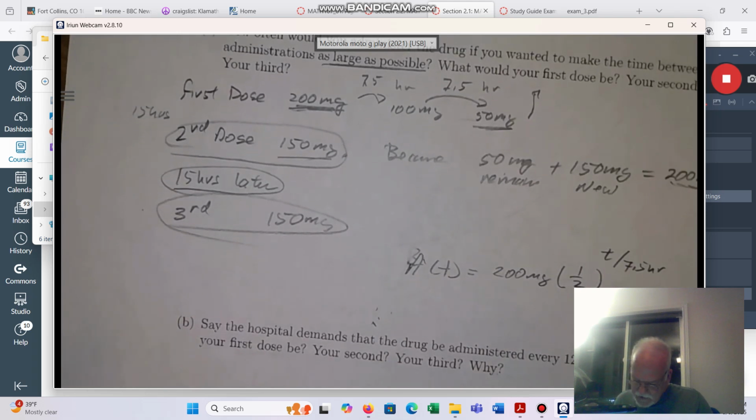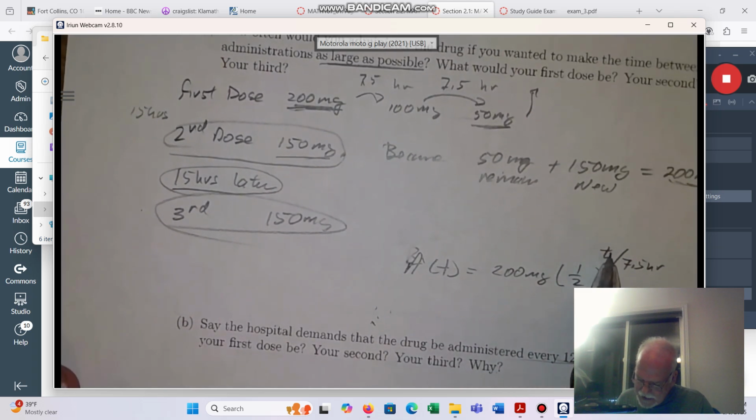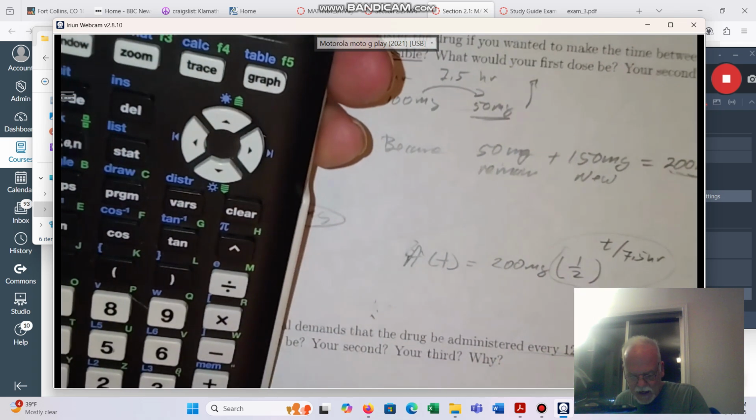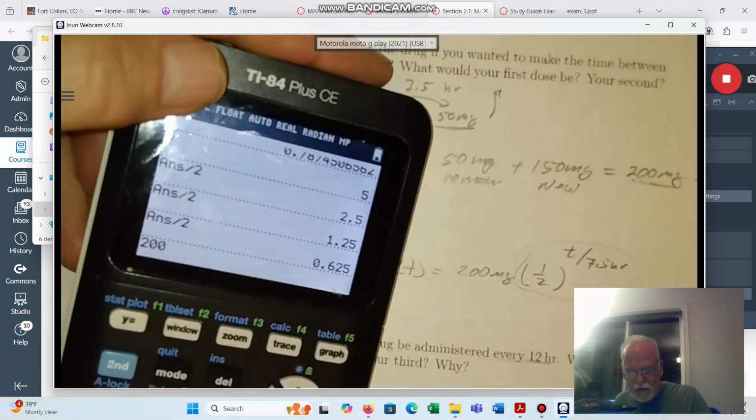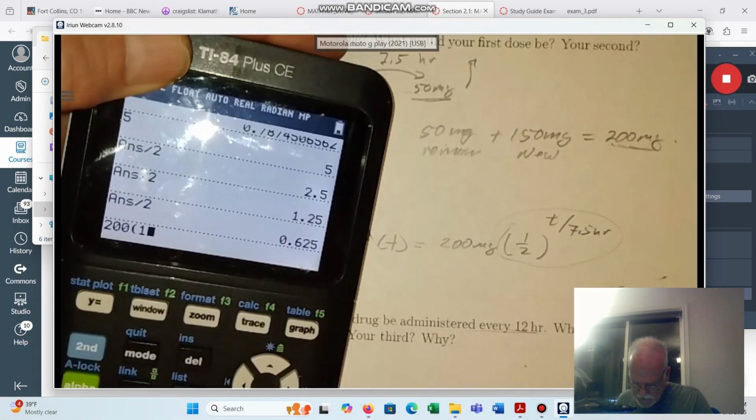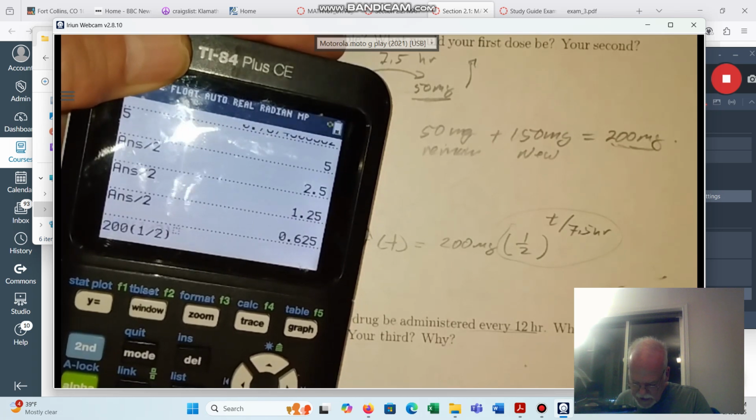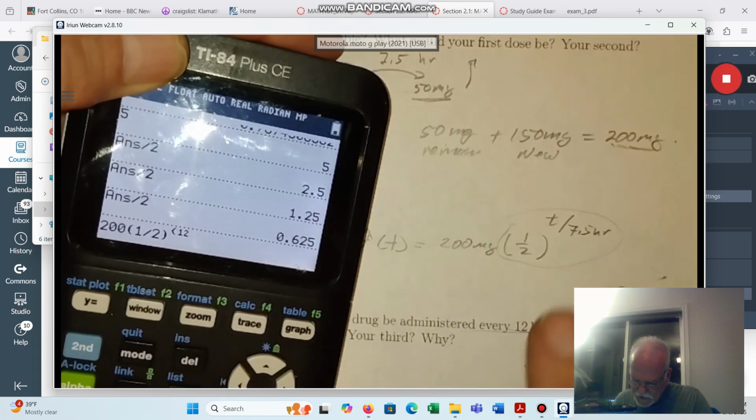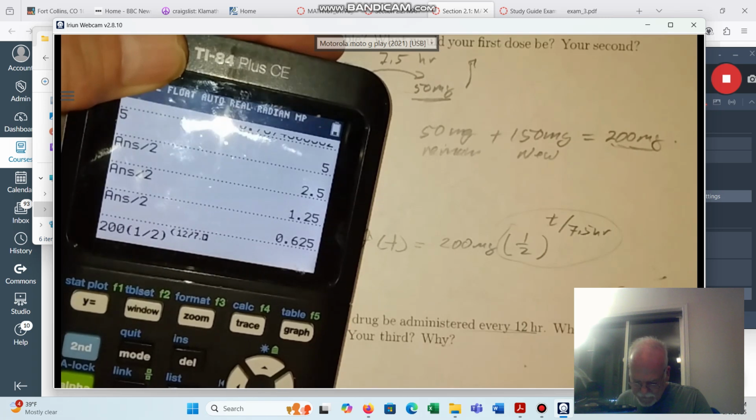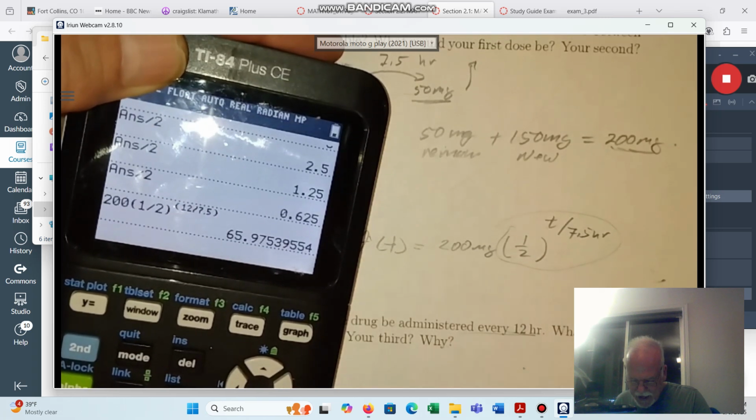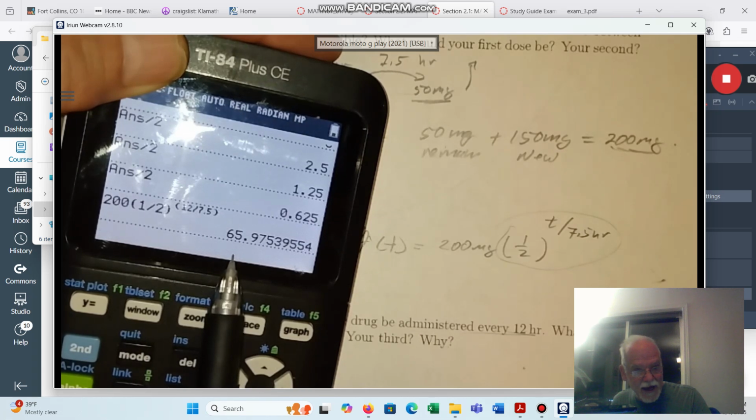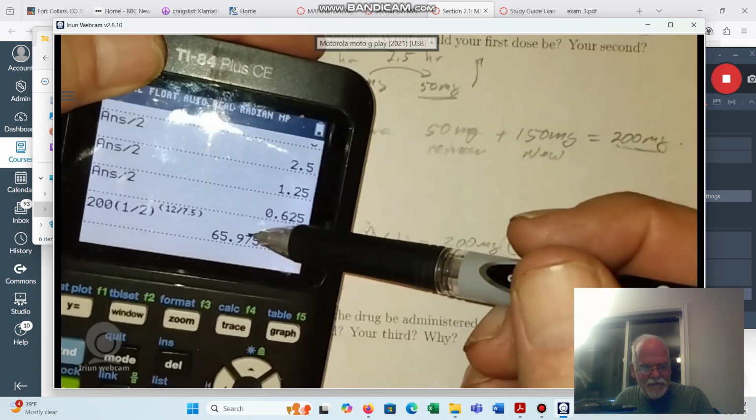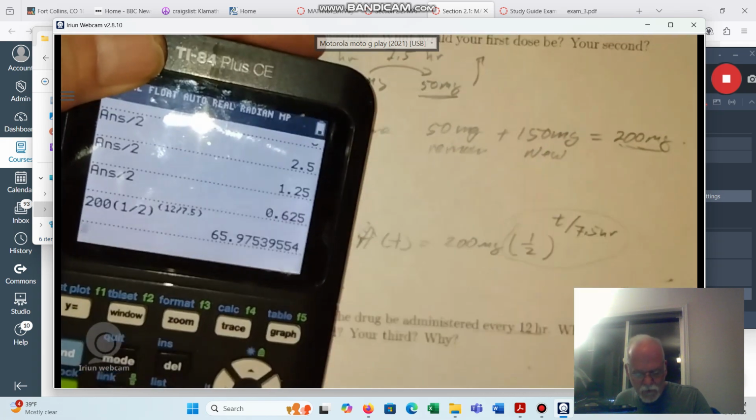So if I did it every 12 hours, I'm going to see how much would be taken off. Let me just play with this for a moment with the calculator. 200 times parentheses 1 divided by 2, raised to 12 hours, because I want to do it after 12 hours, divided by 7.5 hours. The hours disappear, and I would have 66 milligrams left. So I think I can maybe just do that. I might knock it down by 10 or 15 and only put 190. I'll let you play with that one.